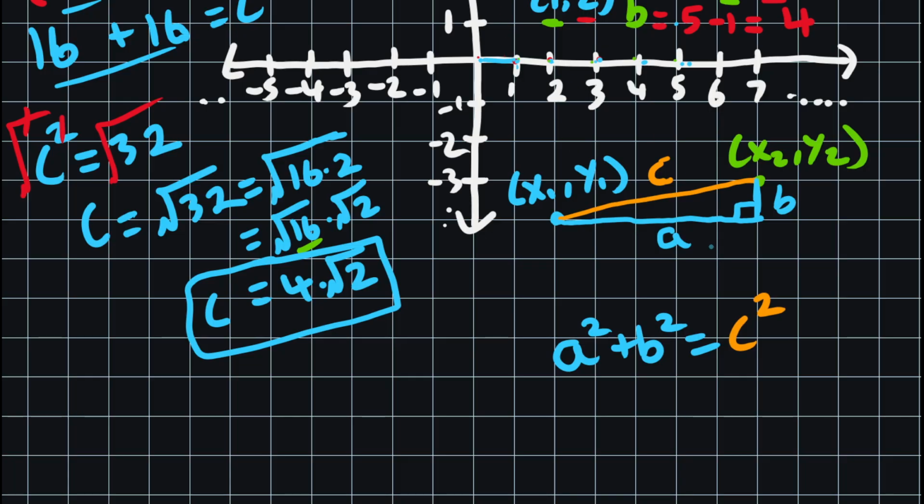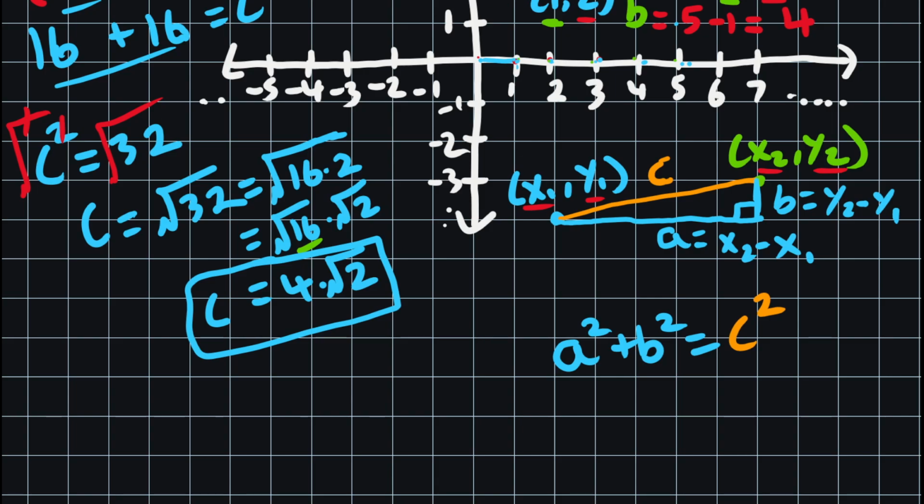What is A exactly? So A is actually just x2 minus x1. It's the difference between these two x coordinates right here. So let me mark them. It's x2 minus x1. So it's the difference between these two x coordinates. And then b is actually the difference between these two y coordinates. So b is actually just y2 minus y1. Good, so a is x2 minus x1, it's the difference between the x-coordinates, and b is y2 minus y1.